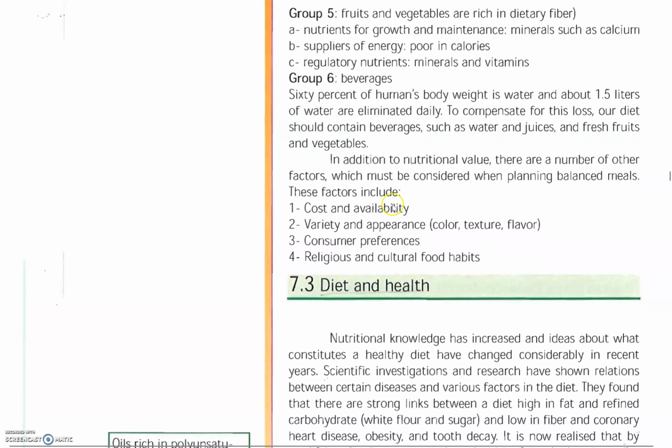And finally, this is the last thing that we will cover today, the 4 factors that we need to take into account to build our diet on, and we have seen those previously in the class. So cost and availability, variety and appearance, consumer preferences, and religious and cultural food habits.